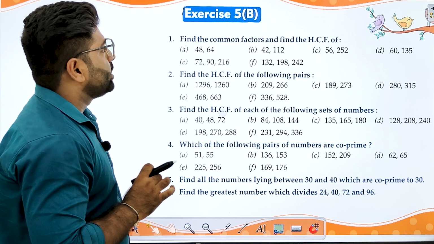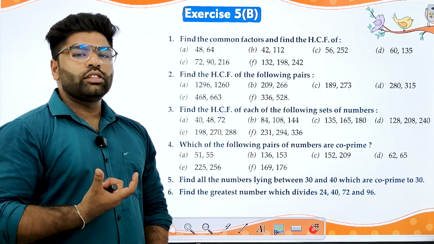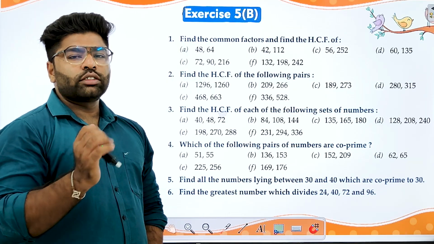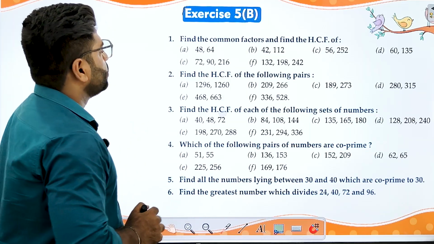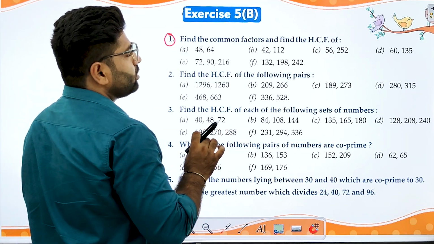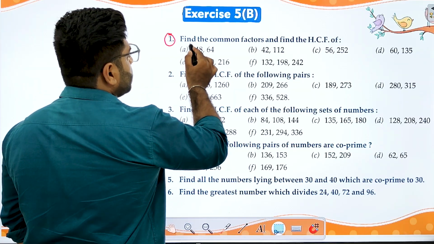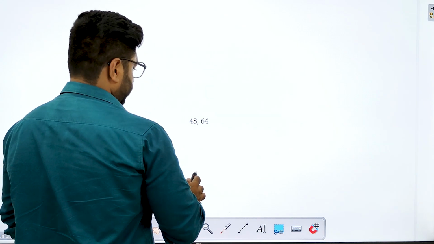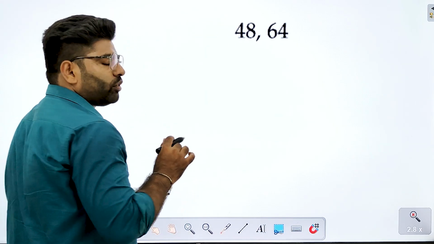Next we have our exercise, 5B. Here we have some questions. I will solve some for you, just for the explanation part, so you can make a clear picture of the concept and the questions. Clear? So come to question number 1. Here we have: find the common factors and find the HCF of. Let's take one example, part A, 48 and 64. First we have to find the common factors, then the HCF.